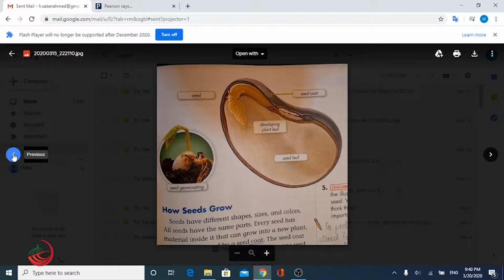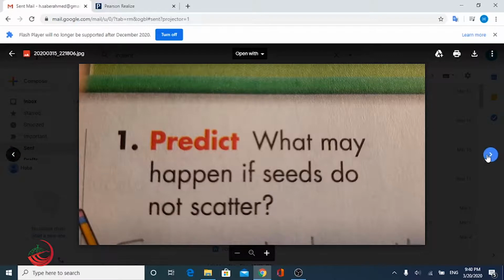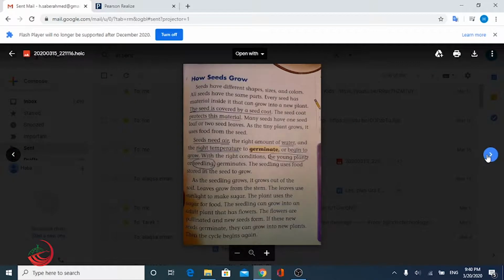Now let's read together this part. How seeds grow. The heading, how seeds grow. Seeds have different shapes, sizes, and colors. This is what we know. All seeds have the same parts. Every seed has material inside it that can grow into a new plant. The seed is covered by a seed coat. The seed coat protects this material. Many seeds have one seed leaf or two seed leaves.